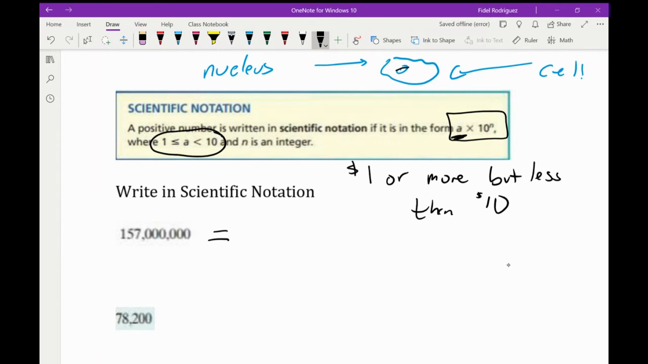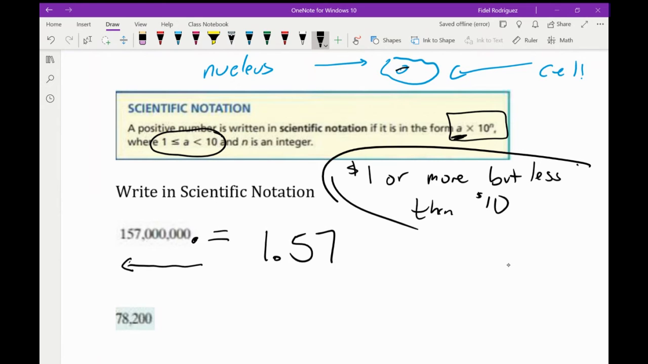Even though I don't see it, y'all, there is a decimal at the very, very end. And so what I want to do is move my decimal to the left. And I want to stop when I place my decimal so that the number that I have is $1 or more, but less than 10. So if I were to move my decimal and put it right between the 5 and the 7, would you all agree with me that that number is going to be $1 or more, but less than 10? Because if I move my decimal that way and put it right there between the 1 and the 5, that gives me $1.57. So that's $1 or more, but still less than 10, right?